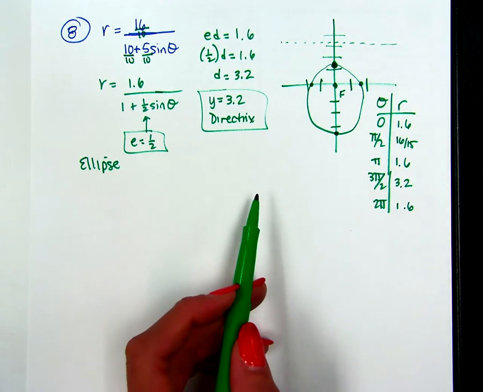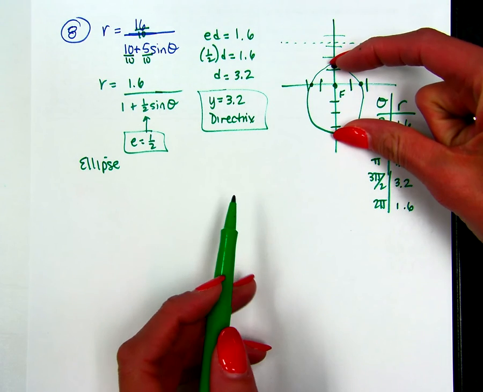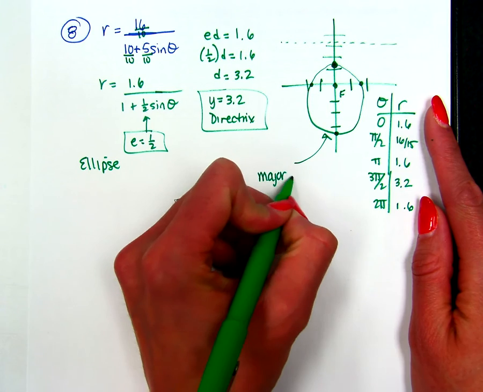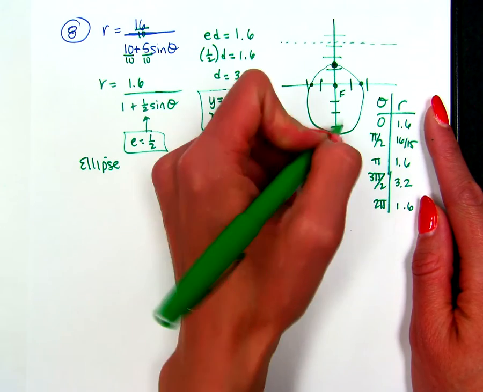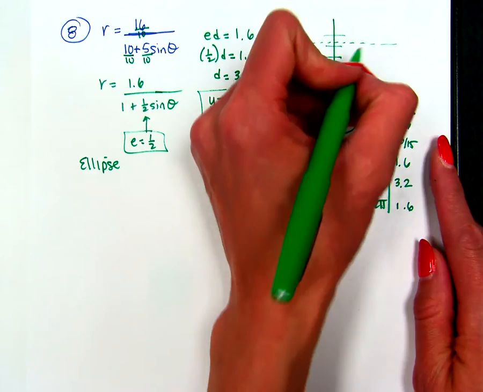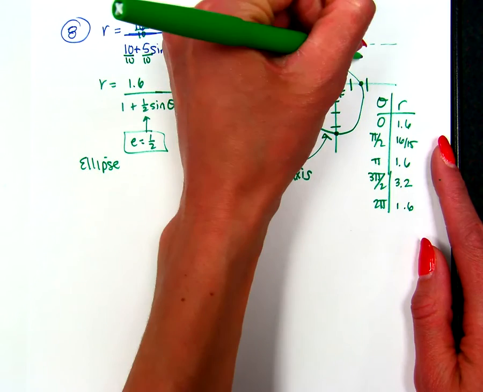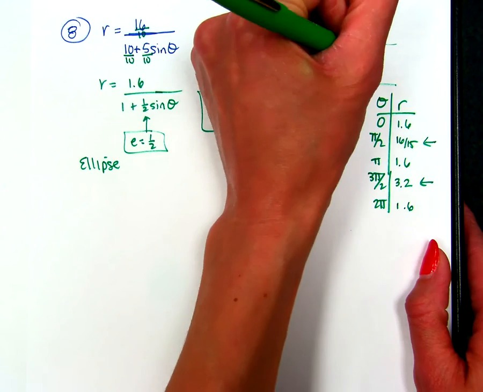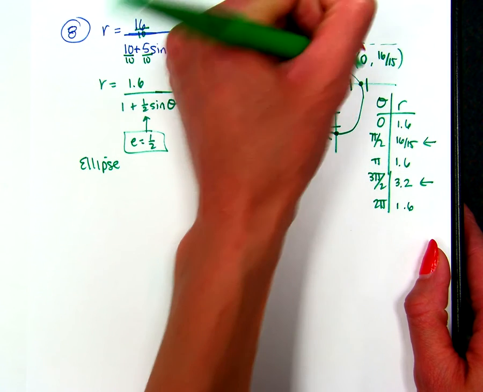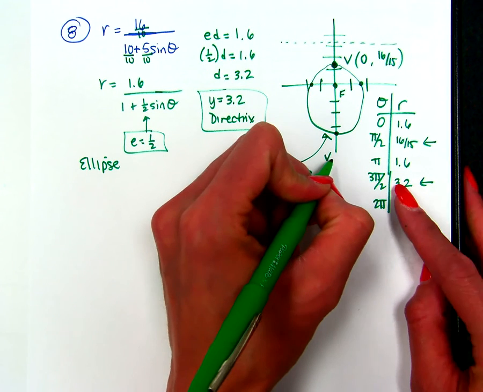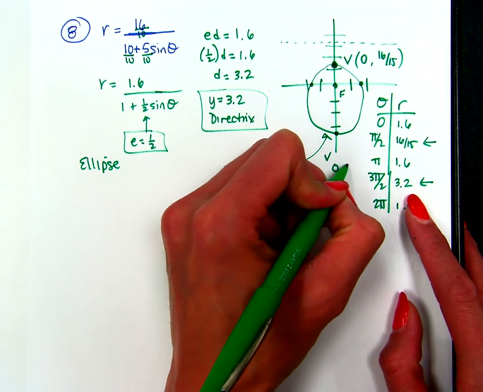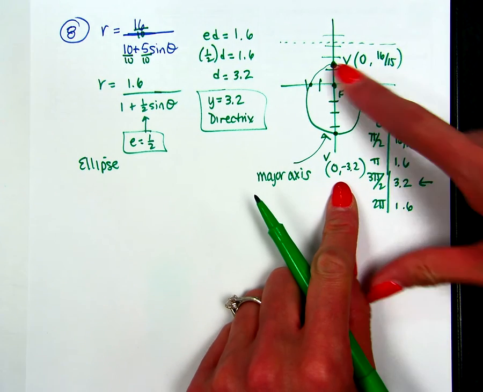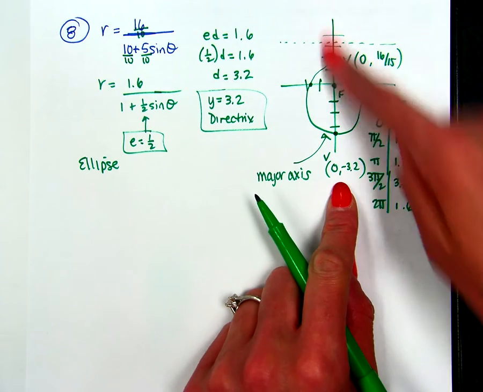All right, so the thing that we know about our directrix and ellipses, we have another one down here, but we know that this is going to be our major axis, the vertical from here to here. So the vertices in rectangular form are 0, comma, if we're looking at our pi over 2 and our 3 pi over 2, this is 16/15. And our other vertex is at 0, comma, negative 3.2. Now these are our polar coordinates in rectangular.